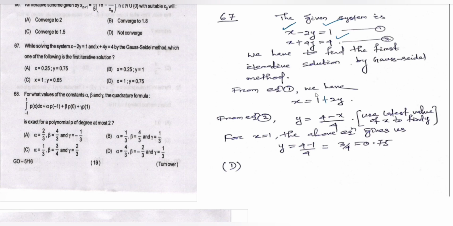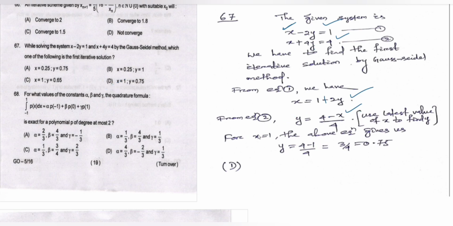So we will have from equation 1, x equal to 1 plus 2y. From the second equation, let us write the second variable y in terms of x. So we will get y equal to 4 minus x by 4. As you know, in Gauss-Seidel method, we use the latest values of the variables to find the value of the next variable. Here the initial approximations to x and y are not given.